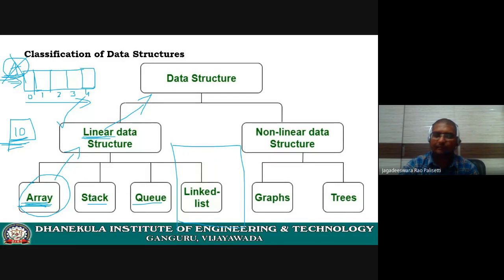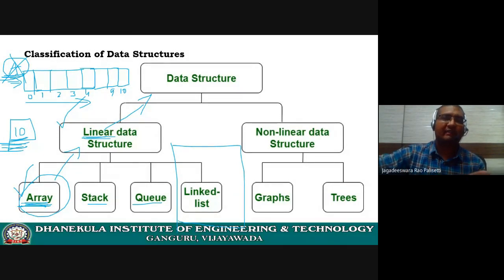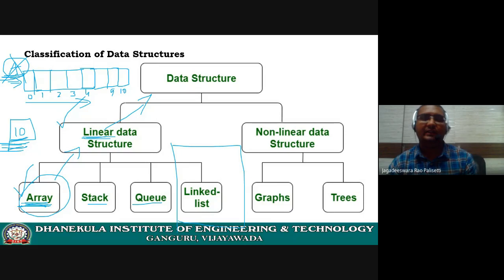For example, if the array size goes 0, 1, 2, 3, 4 and up to 9, or let us take up to 10, meaning the size of the array is greater than my requirement, then I can use the array, because continuous memory locations are available for me to store my data. I can perform any operation by using that array. Am I clear?